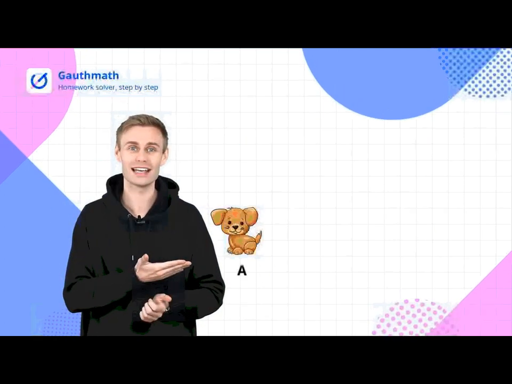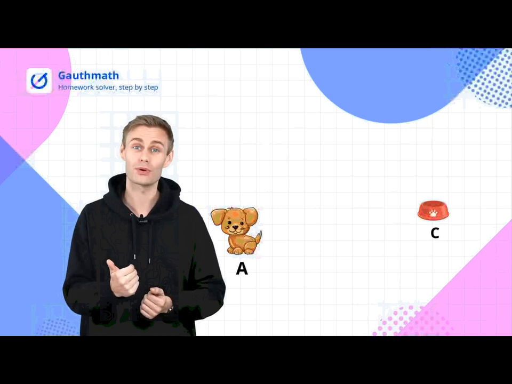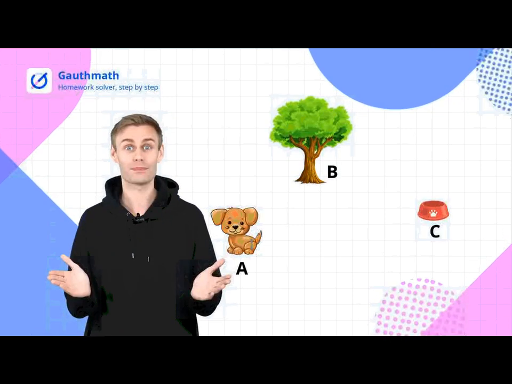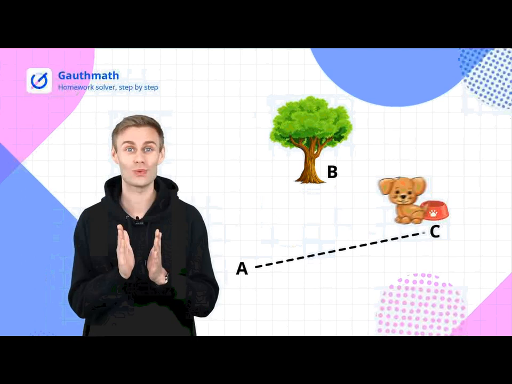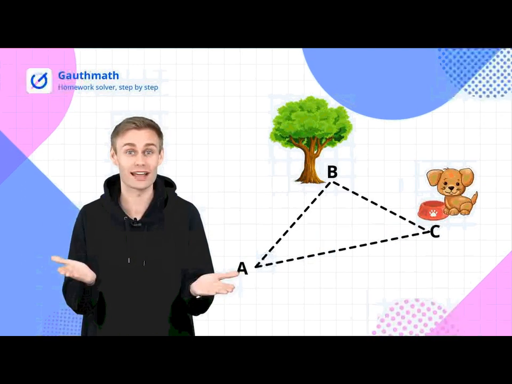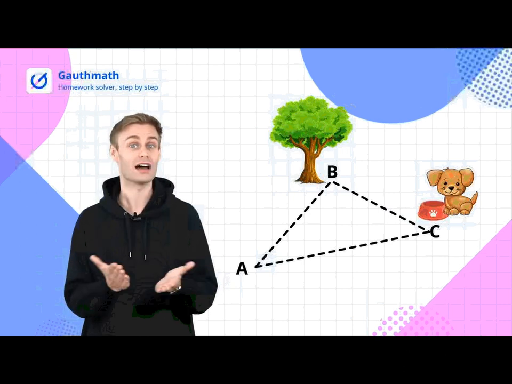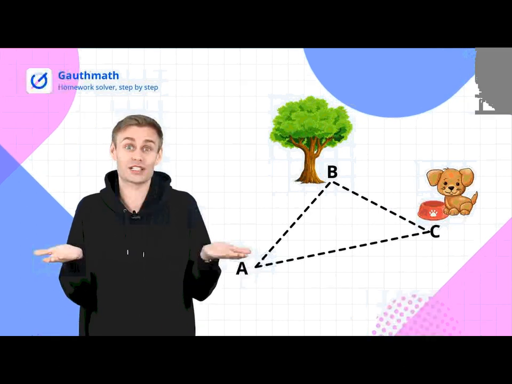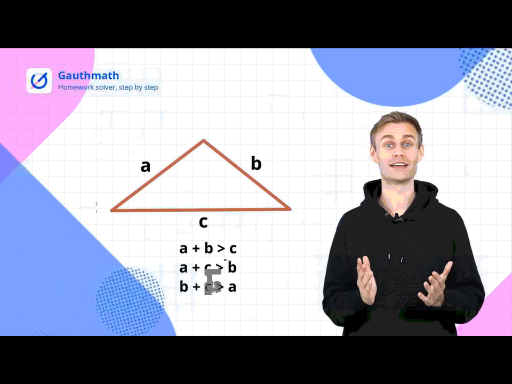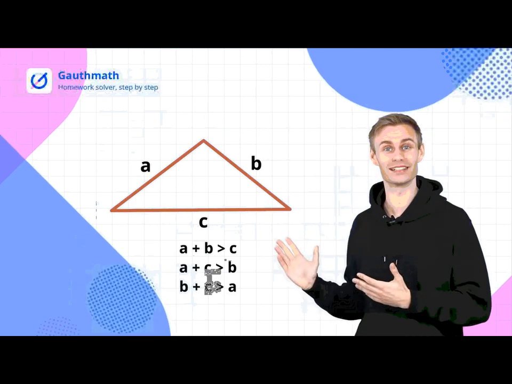Here's a puppy sitting at point A. You put a bowl of food at point C, and there's a tree at point B. Without any surprise, your puppy will run straight towards the food along AC, instead of running out of its way, AB plus BC, unless it's not hungry and wants to take extra exercise. Thus, we get the Triangle Inequalities theorem by the inspiration of Euclid.